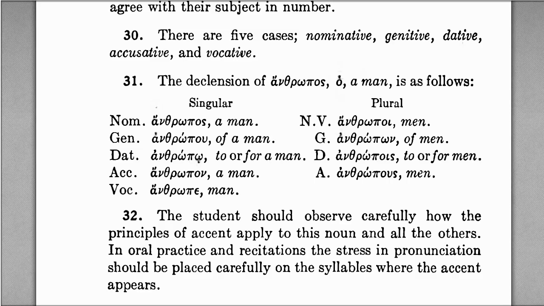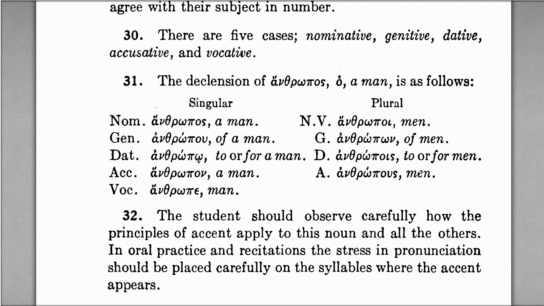So let's get back to Machen. Paragraph 30 once again says that there are five cases: the nominative, the genitive, the dative, the accusative, and the vocative. Paragraph 31. The declension of anthropos, ho, a man, is as follows.